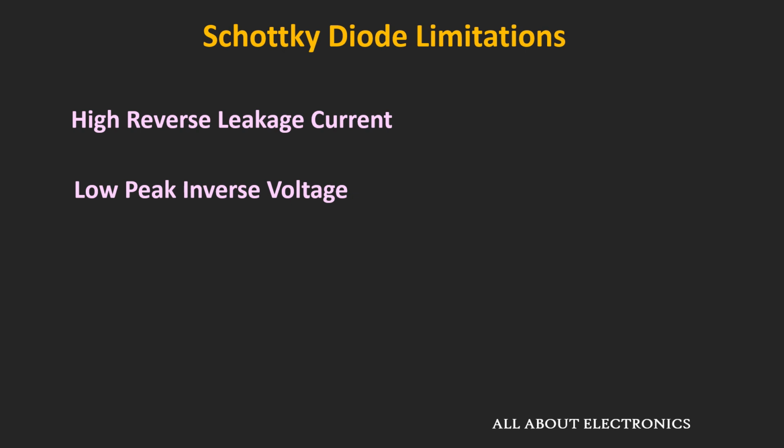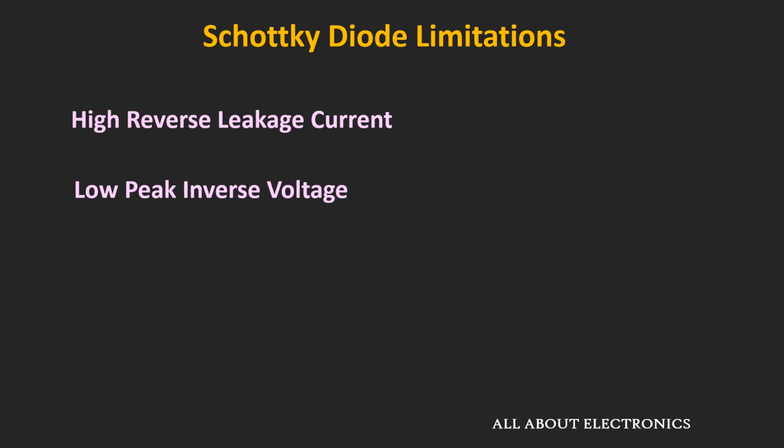And apart from that, the operating temperature range of the Schottky diode is also less. So these are the few limitations of the Schottky diode. But in your application, if you are not concerned over these limitations, then this diode is very useful in the switching as well as in the high power applications.